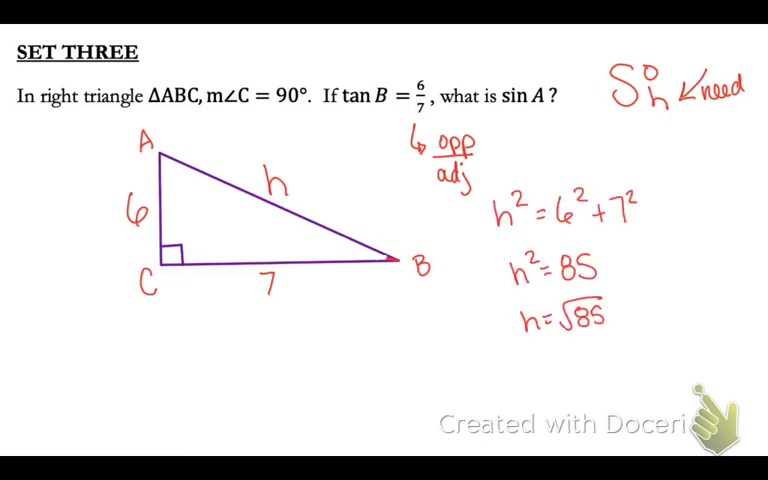So we're going to set up our Pythagorean theorem. h squared equals 6 squared plus 7 squared, and we end up with h equals the square root of 85. Lastly, the sine of A is going to be opposite over hypotenuse, which is 7 over the square root of 85. That is not in correct form, so we need to rationalize the denominator by multiplying the top and the bottom by the square root of 85, and we end up with sine of A equals 7 square root of 85 over 85.